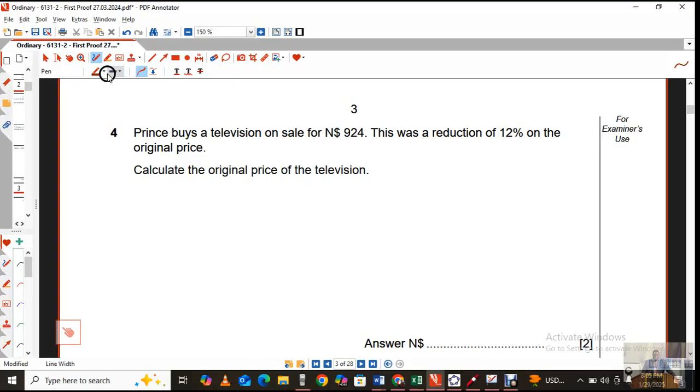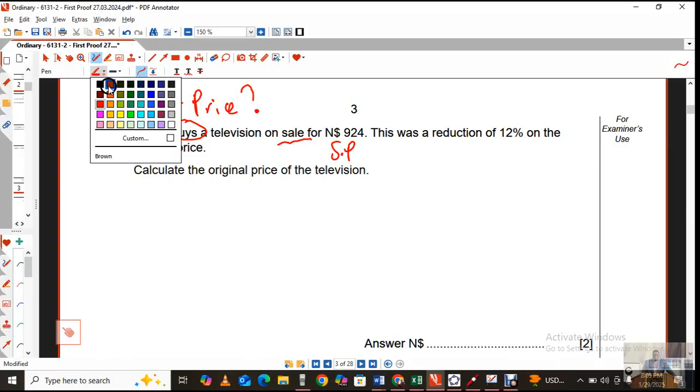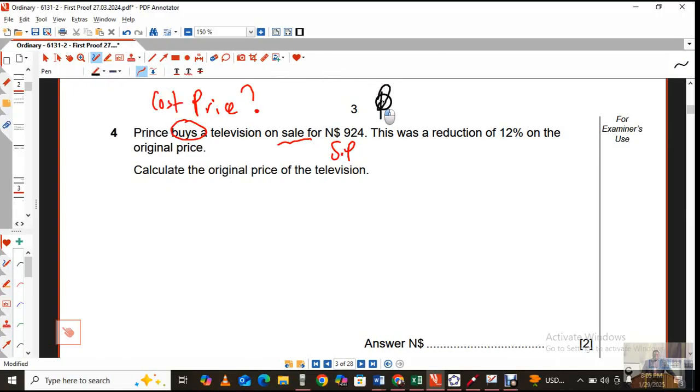Another thing that we don't know, because this is a sale. He bought this TV, but this is the selling price. So he bought the TV, but we don't know how much he bought the TV for. So the cost price is missing. Once the original amount of something is not there, you should immediately know you are dealing with a reverse percentage scenario.